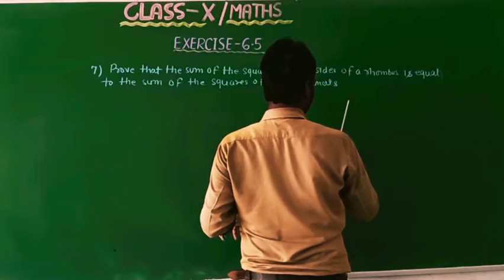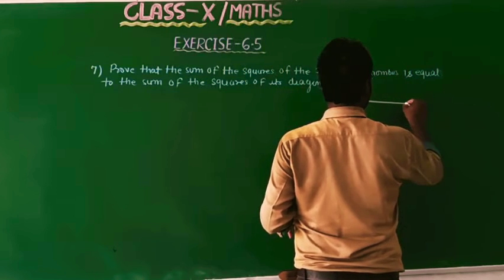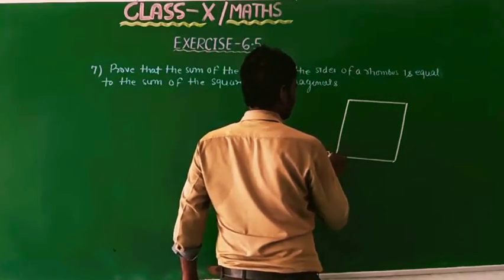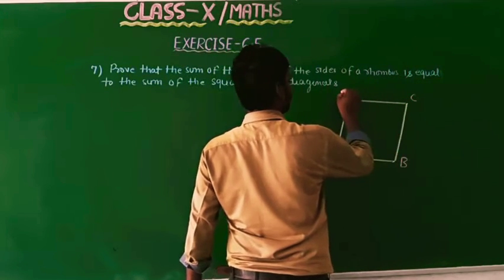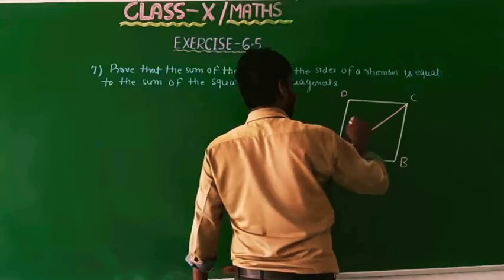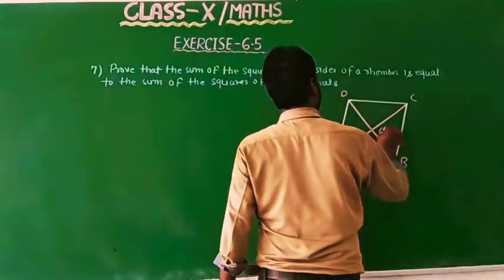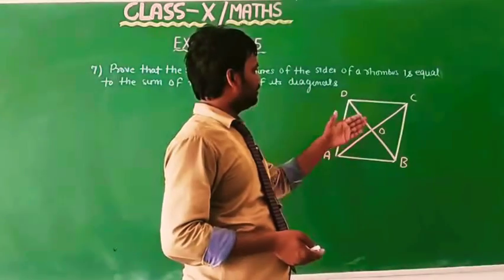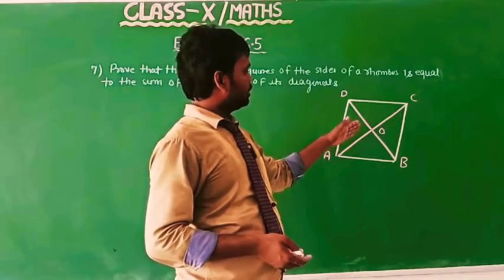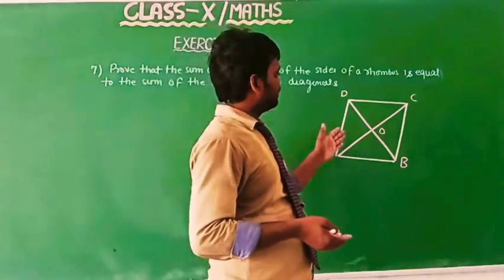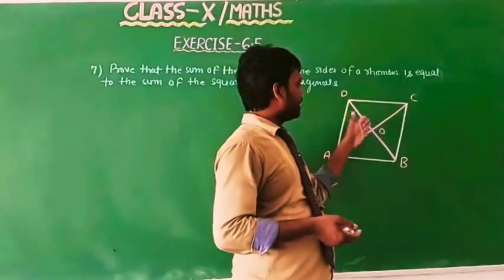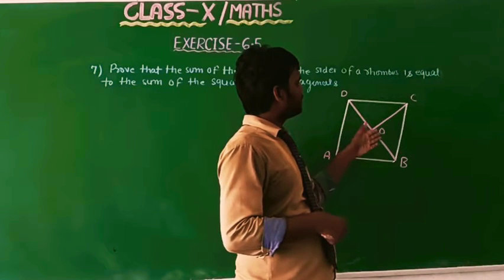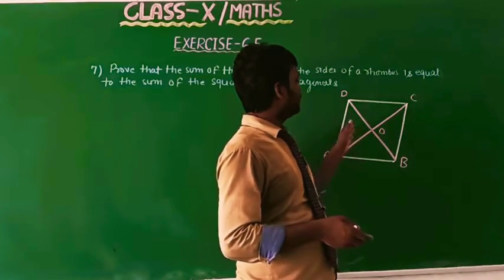So this is the figure of a rhombus. Suppose this is A, B, C and D, and the diagonals bisect each other at O. So this is the rhombus with sides AB, BC, CD and DA, and diagonals AC and BD which intersect at point O. After drawing the diagonals of the rhombus, we see four triangles.